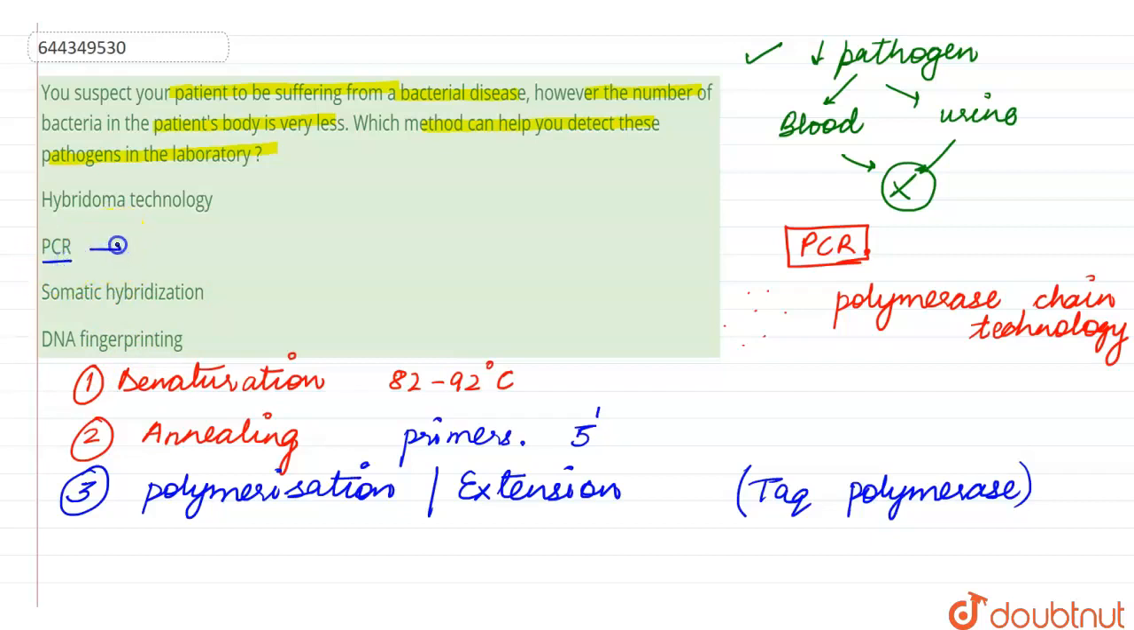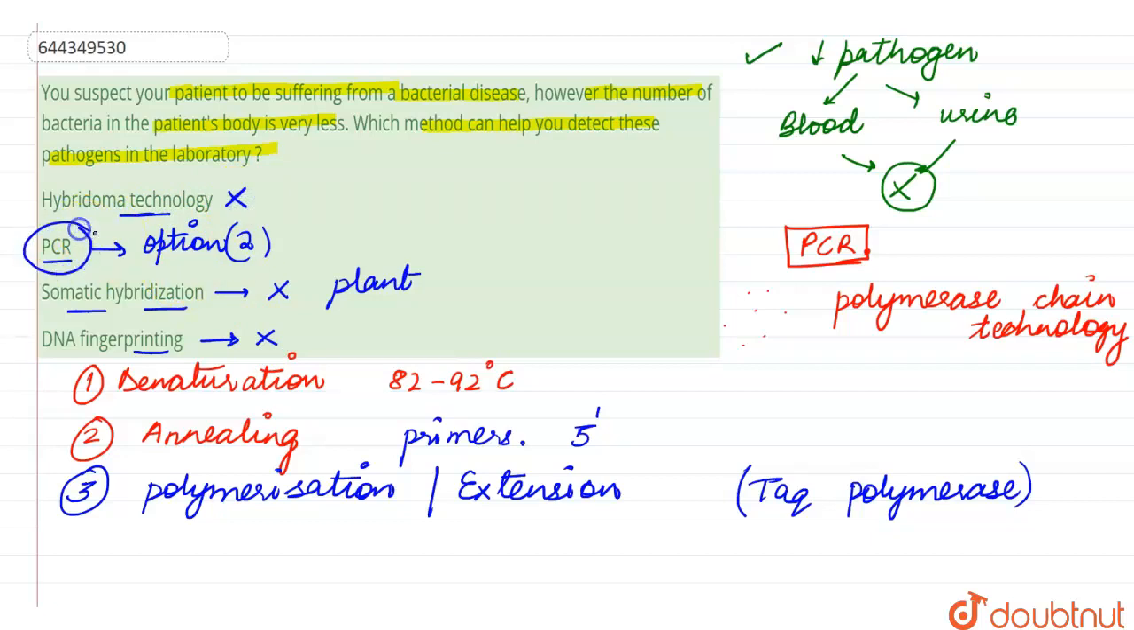So PCR is the right answer for this question, so we can mark option number 2 as the correct option. Whereas somatic hybridization is not this procedure, it is the procedure which is done during plant breeding. DNA fingerprinting is used for paternity disputes, and for other things like crime forensic sciences. So this is also not the right answer, and hybridoma technology is used to make monoclonal antibodies. So this is also not the right answer.